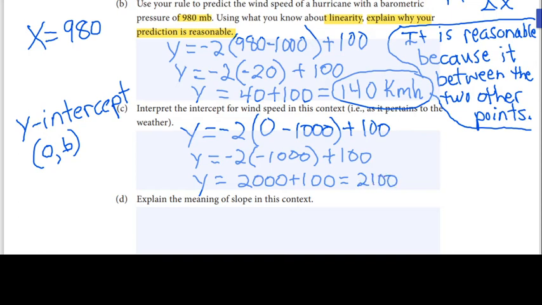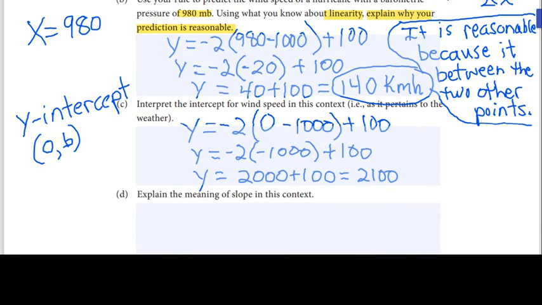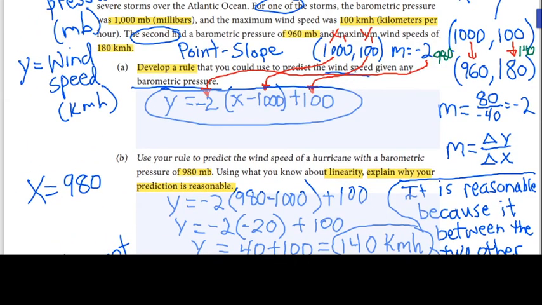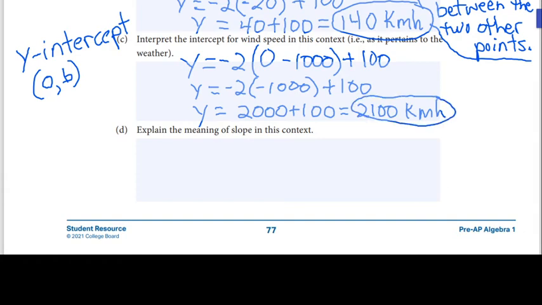What does that mean? Well, if you remember when we went back up here, y equals 2,100. What is y? Y is our wind speed. Okay? So our wind speed is 2,100 kilometers per hour. All right? So there's our answer.